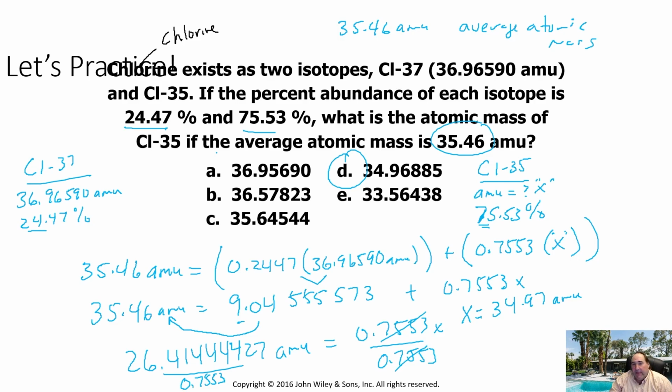So that obviously is something you need to be able to do, is calculate the atomic mass, like this particular example, maybe calculate the atomic mass of an individual isotope if you're given some other information, or even the percent relative abundance as well.